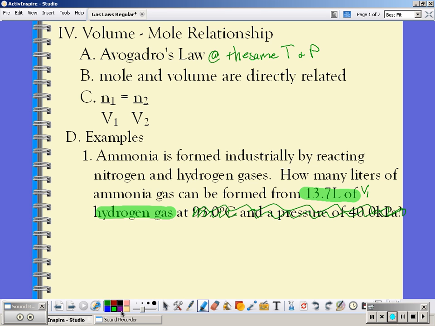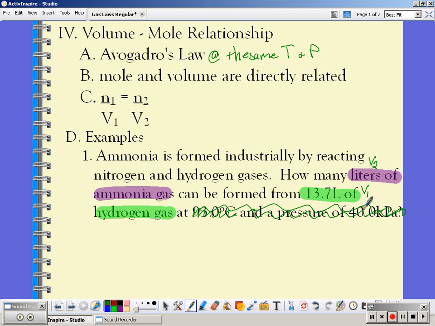What am I looking for? How many liters of ammonia gas? So I'm looking for liters, which is a unit of volume. So I'm looking for my V2. So I can use Avogadro's law because I'm given two volumes, talking about two different gases at the same temperature and pressure. Now, how do we relate hydrogen and ammonia?